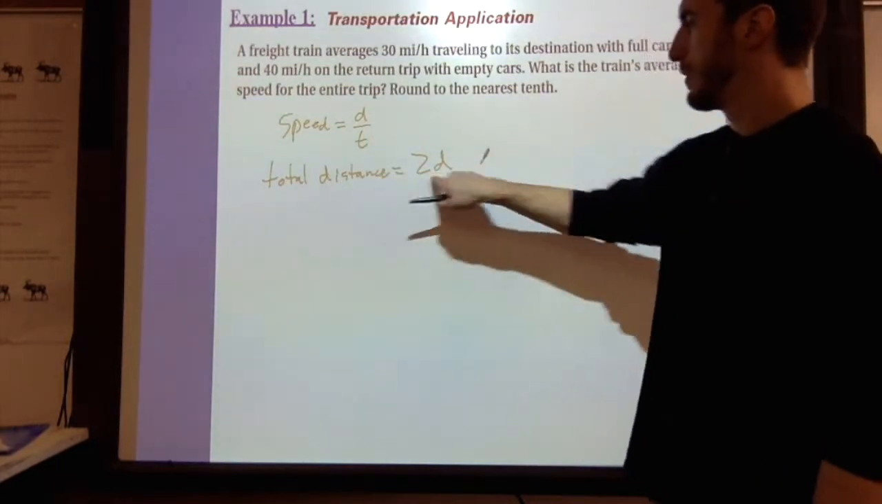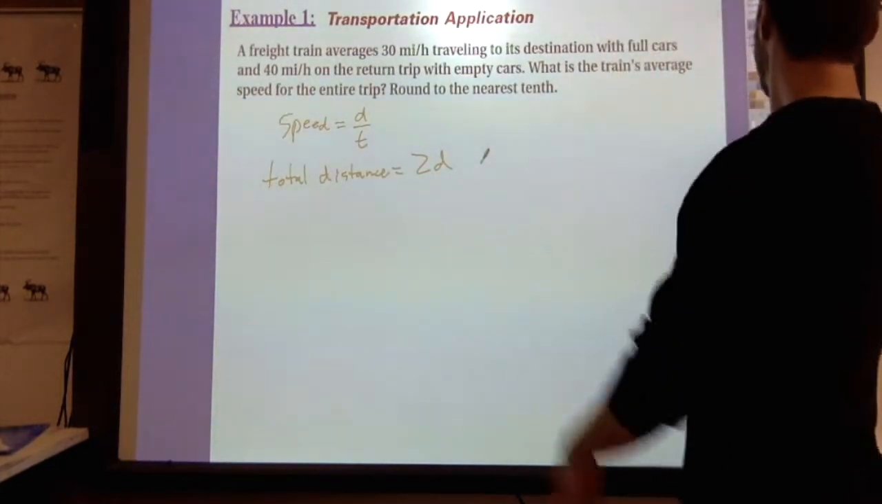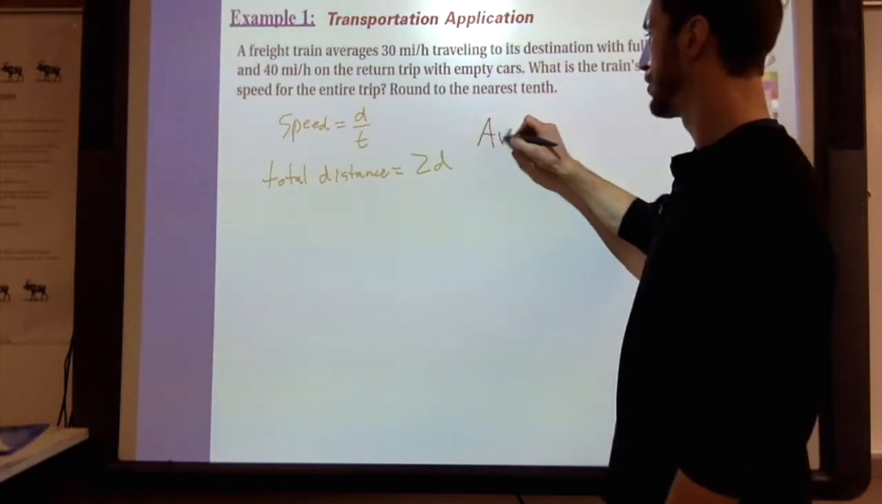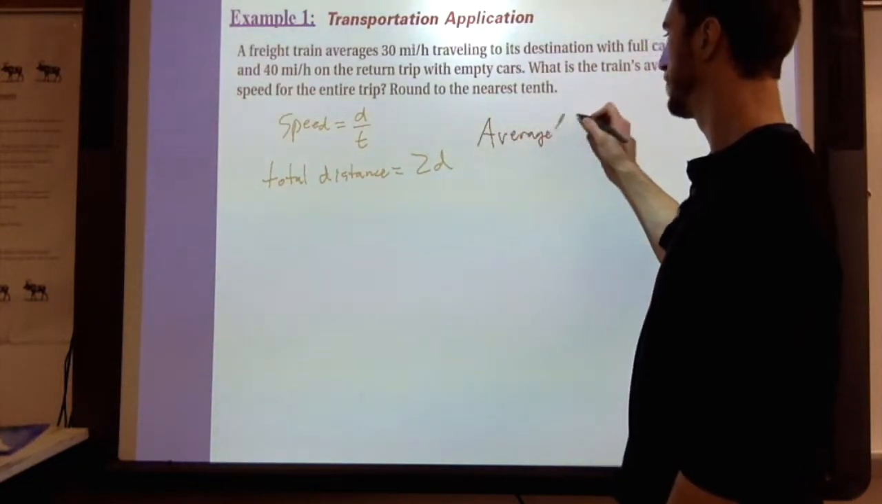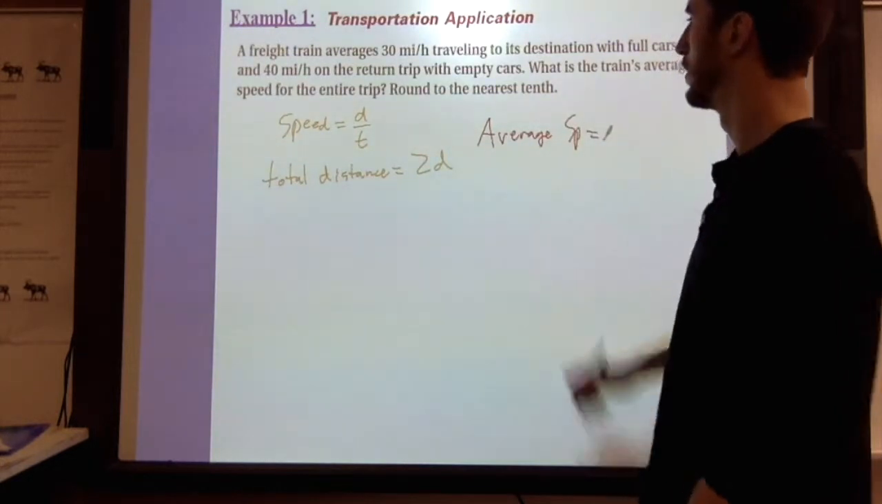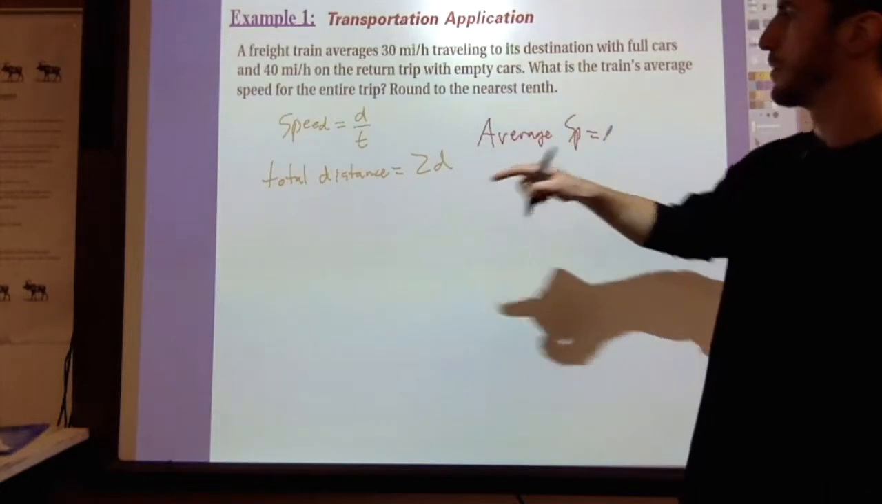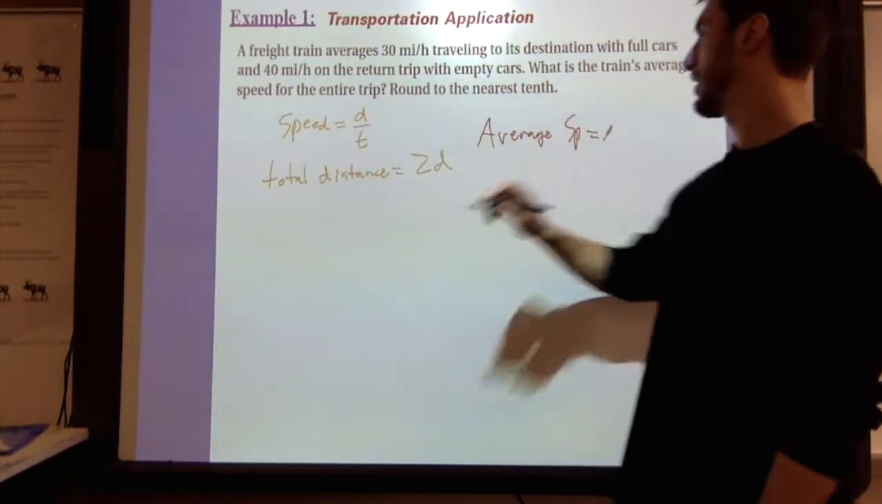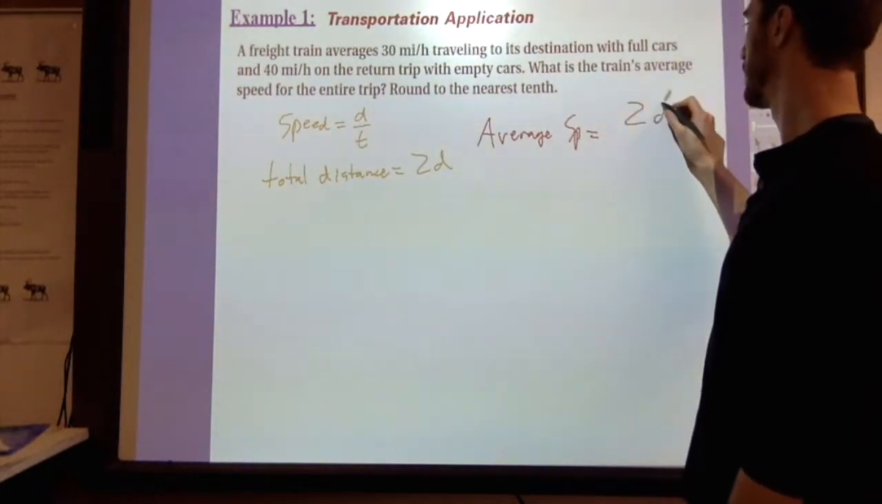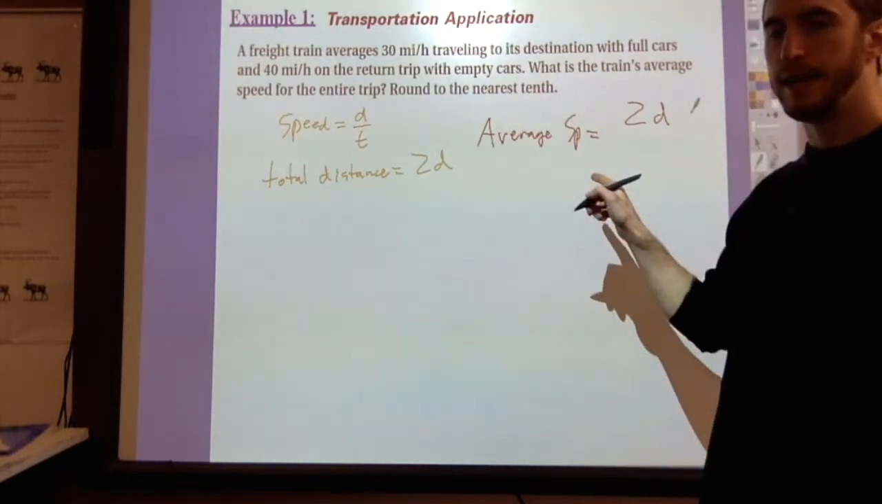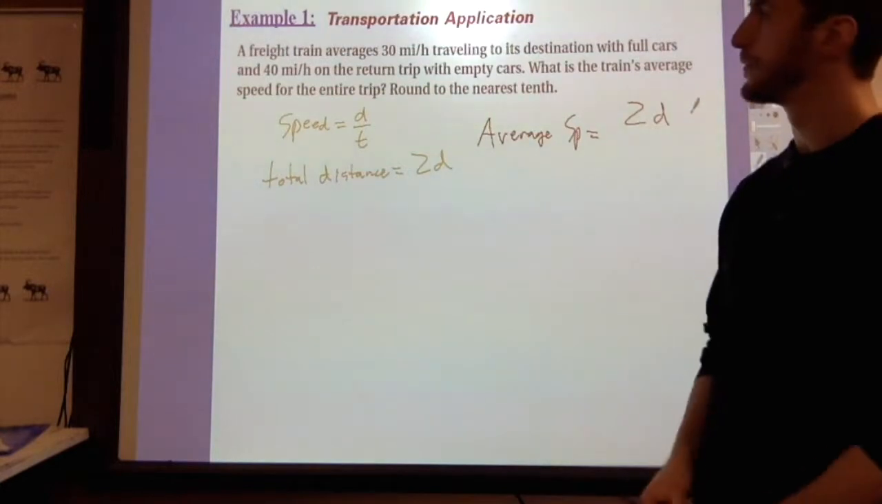Now I've got my distance. I'm going to use 2D, and I want to find my average speed, right? That's what we're looking for. What's the average speed? So remember I said speed is distance over time, so I know that my numerator is going to be 2D. And then my denominator is going to be time.